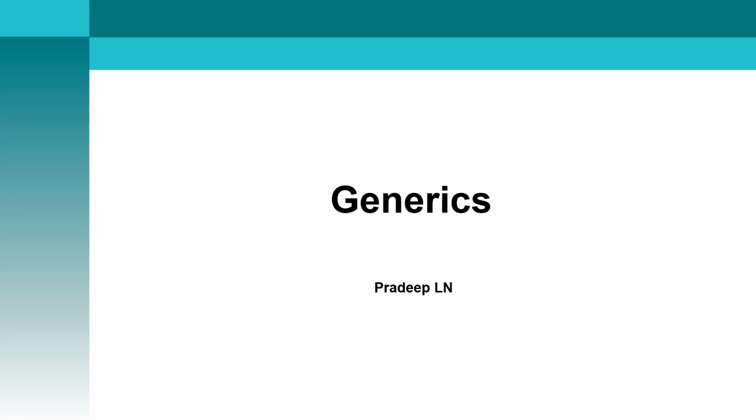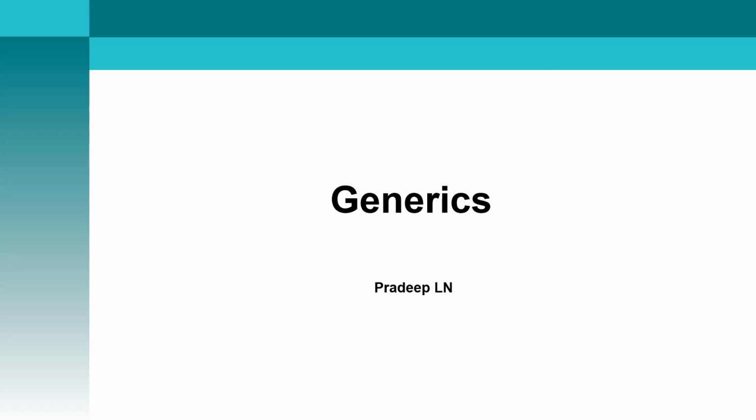Hi, welcome back. This is the second part of the lesson on generics. In the previous part, we saw the basic usage of generics and what generic classes and generic interfaces are, and how we can use generics to make our code compile time type safe and avoid typecasting. Now, in this section, let's look at some of the advanced use cases of using generics.